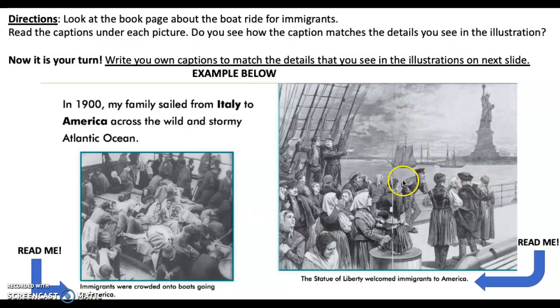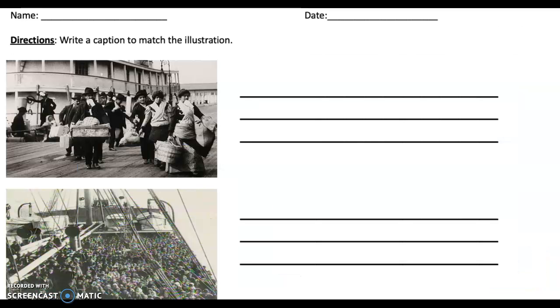Here's the other picture, and here's the caption. The Statue of Liberty welcomed immigrants to America. And that perfectly matches what I see in the illustration. Here's the Statue of Liberty, and here's all the immigrants on the boat being welcomed by it. So now you're going to do page 2.